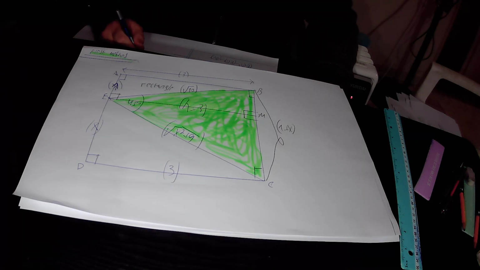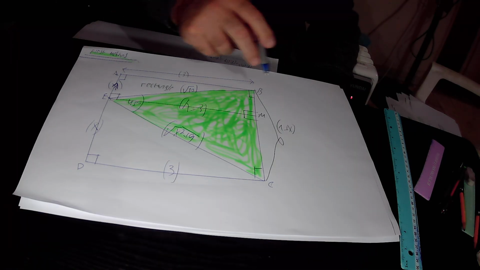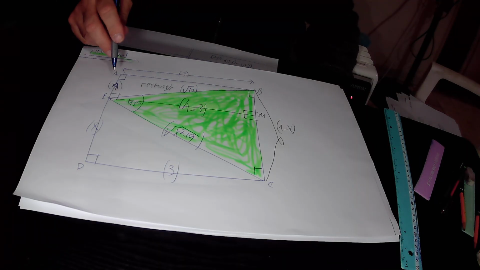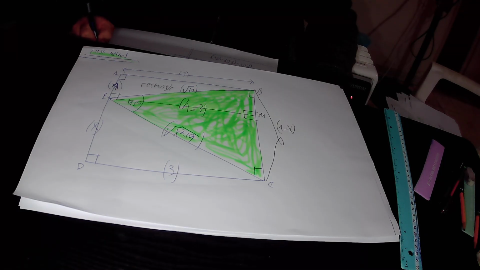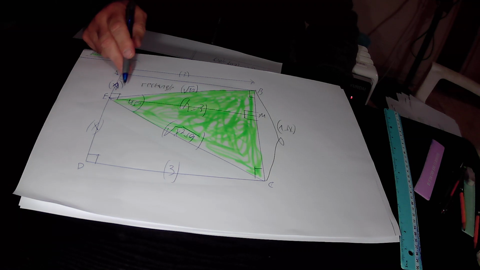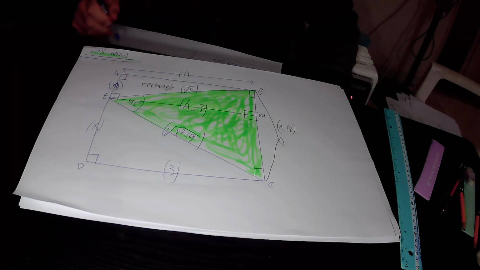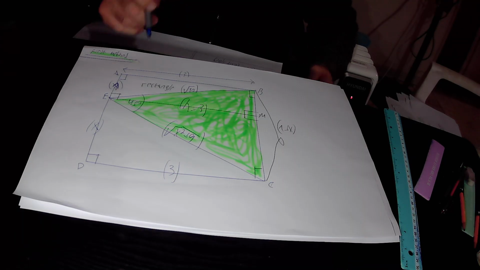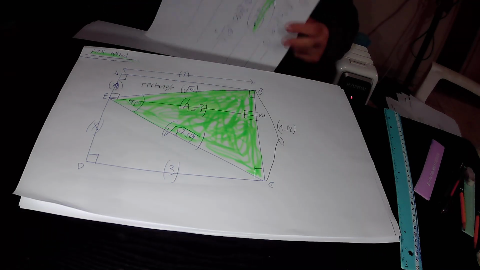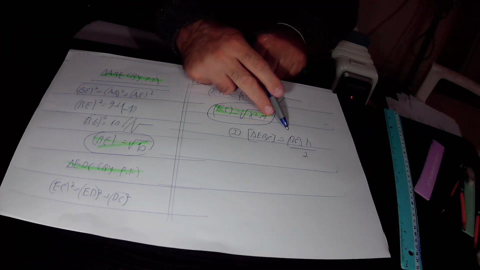So in the first method of calculation, recall that the area of any triangle equals the base of the triangle times the height over 2. We choose the base of this green triangle EBC as BC, so it is the base BC times the height ED. The height is ED because it is at 90 degrees with the base BC. This equals 3 over 2. So according to the first method of calculation, the area of this green triangle EBC is equal to the base BC times the height ED over 2.